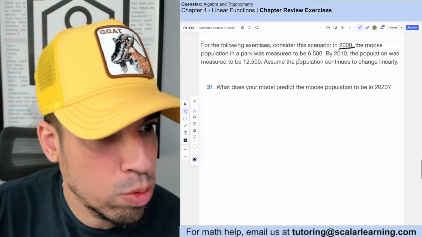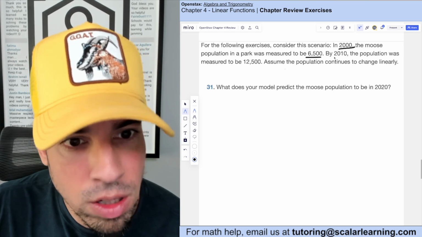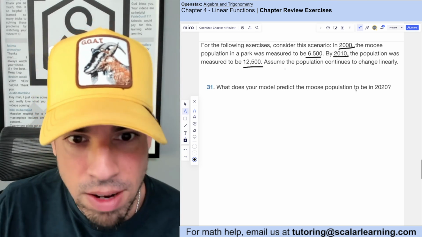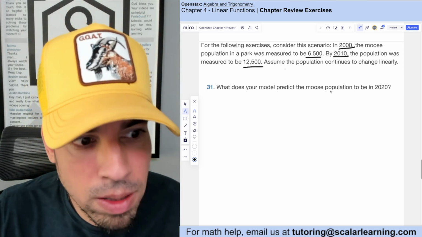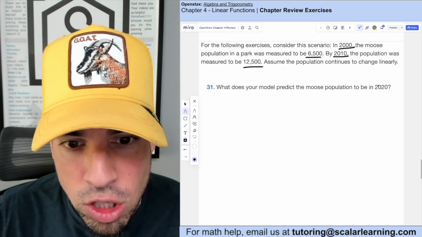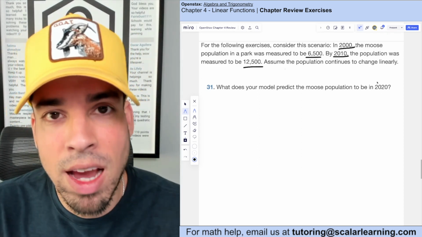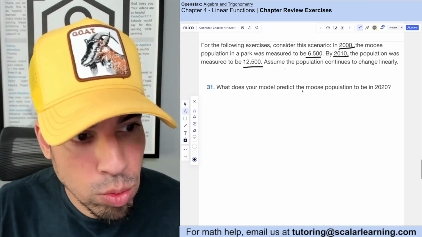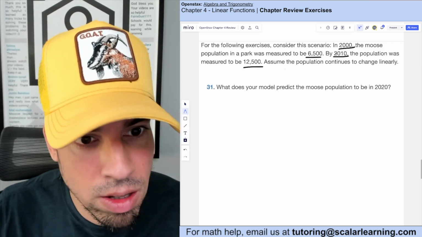For the following exercise, consider the scenario. In 2000, the moose population was measured to be 6,500, and by 2010, it was 12,500. And assume this happens linearly. What does the model predict the moose population to be in 2020? So question 30 actually asks us to create the model. So we'll do that here as well, and then we'll use the model after the fact.